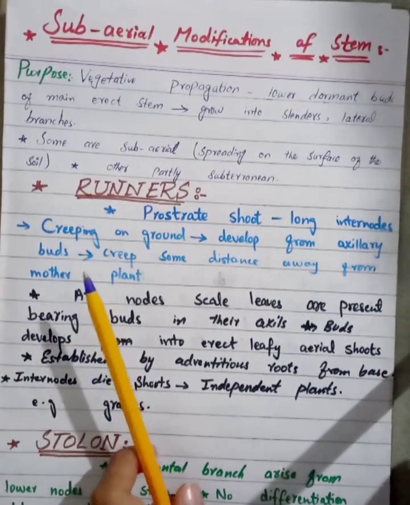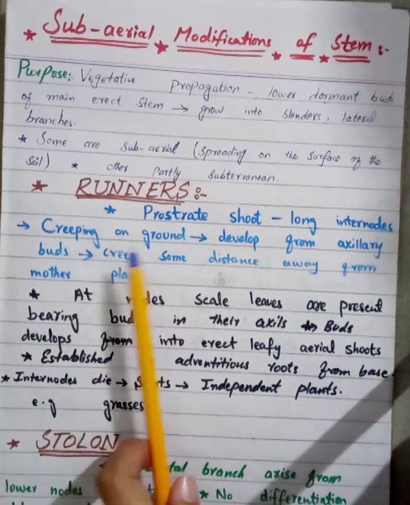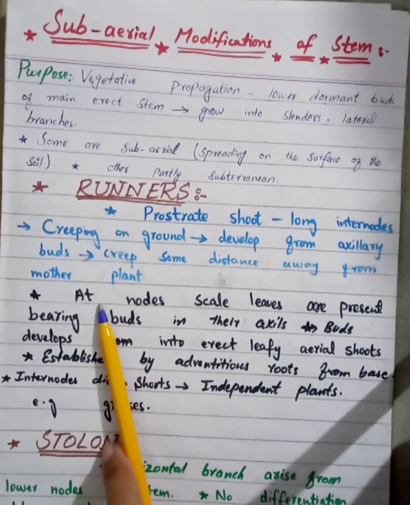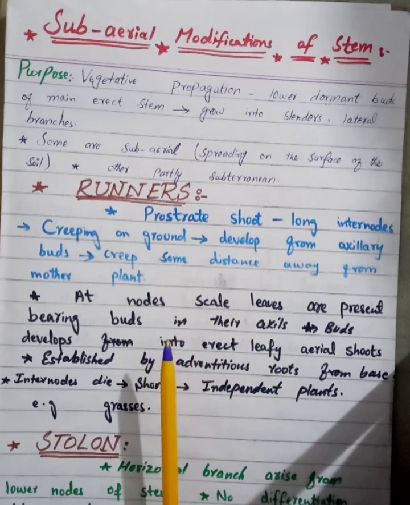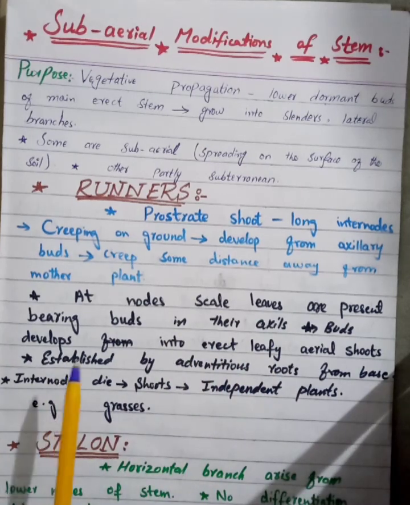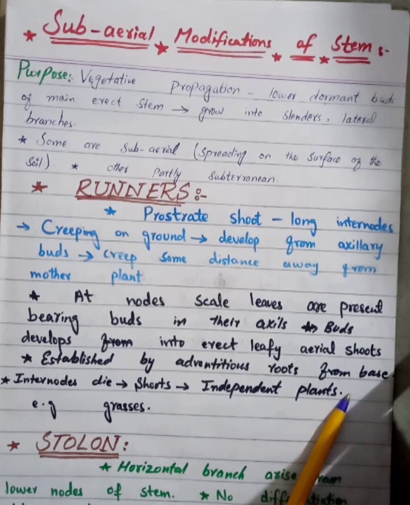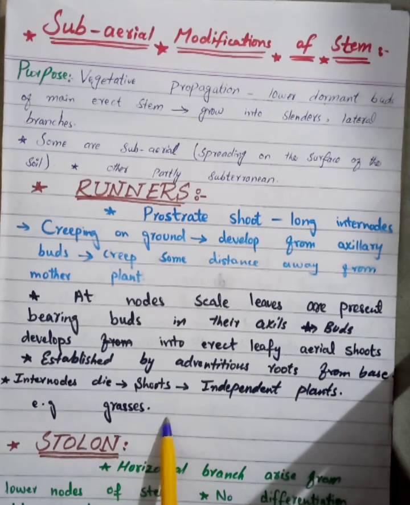It is a prostrate shoot with long internodes creeping on the ground, which develops from an axillary bud and creeps some distance away from the mother plant. At the nodes, scale leaves are present, bearing buds in the axil. The buds develop into erect leafy aerial shoots, which establish themselves by the formation of adventitious roots from their bases. The internodes die, and these shoots become independent plants. Examples are grasses, such as Cynodon dactylon.